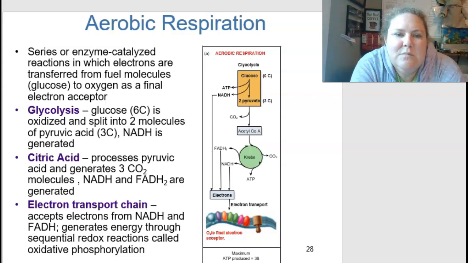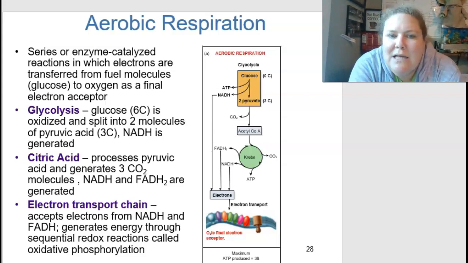So specifically looking at aerobic metabolism, and again, this is the close-up of that figure 8.16. Aerobic metabolism is going to be a series of enzyme-catalyzed reactions in which electrons are going to be transferred from fuel molecules, glucose, sugar, my favorite food group, to oxygen as the final electron acceptor.